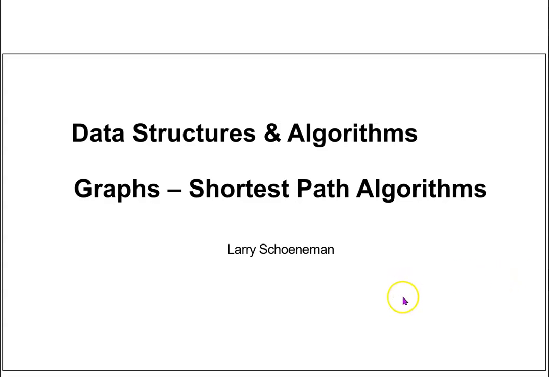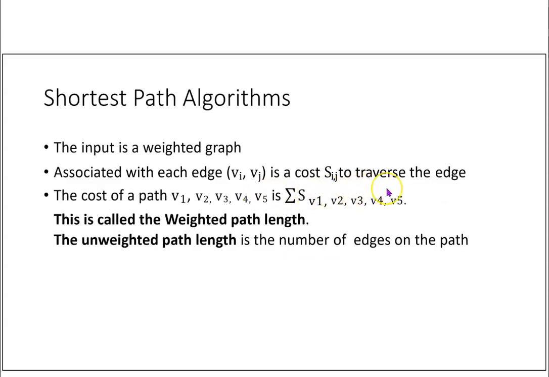In this video, we're going to talk about one of the most important uses of graphing algorithms, shortest path algorithms. So when we consider what's called a shortest path algorithm, and this is how maps work, like Google Maps and that sort of thing, the input is a weighted graph, and associated with each edge, Vi and Vj, is a cost to traverse the edge.